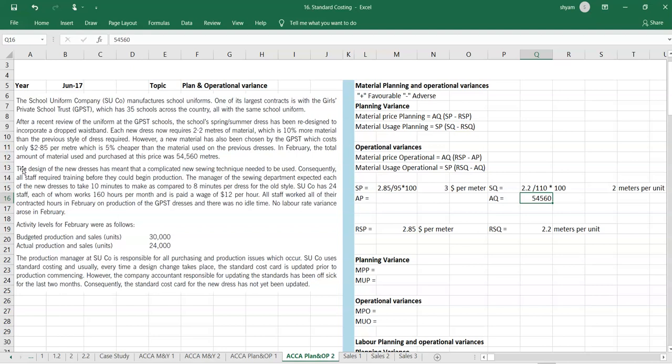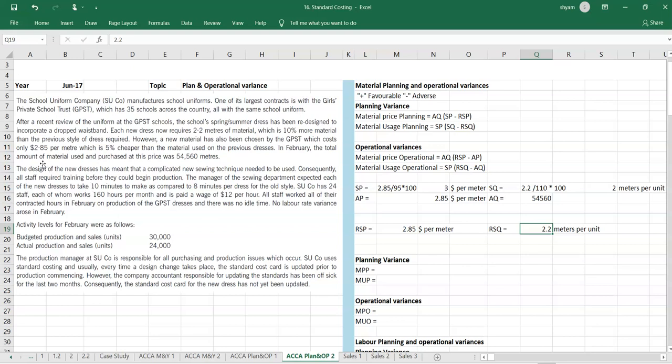He says the total amount of materials used and purchased at this price. So I think $2.85 would also be the AP. That's what he is trying to mention, that $2.85 would be the price. So they have bought and used at this price only, at a lower price only. So SP, AP and RSP we got. SQ we have to get. When we know the actual number of units produced, we can put the SQ. AQ is already there, and for RSQ also we need the actual number of units produced.